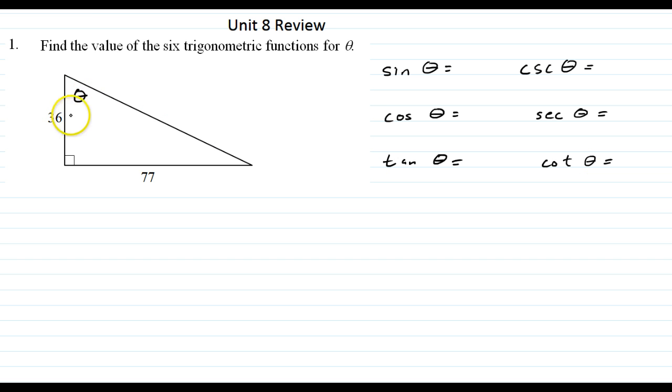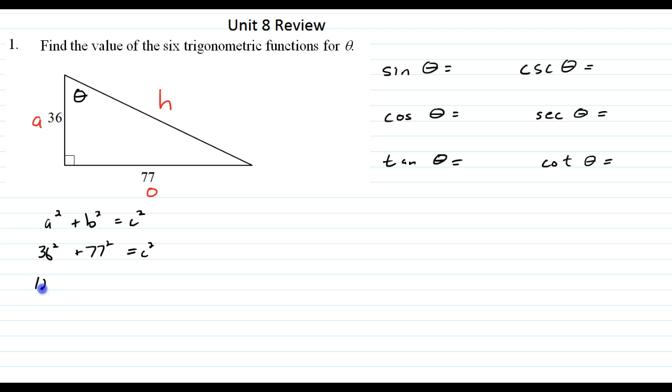So this is where we are standing. This makes this our opposite, our adjacent, and our hypotenuse. And so you can see that we're missing our hypotenuse. So we're going to have to do the Pythagorean theorem. So a squared plus b squared equals c squared. So 36 squared plus 77 squared equals c squared.